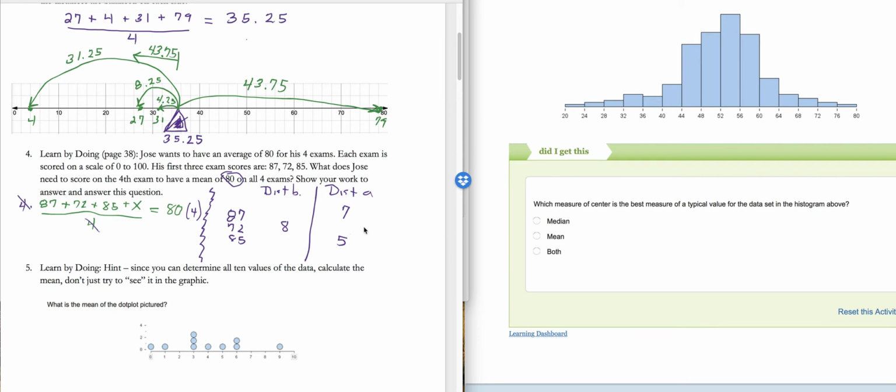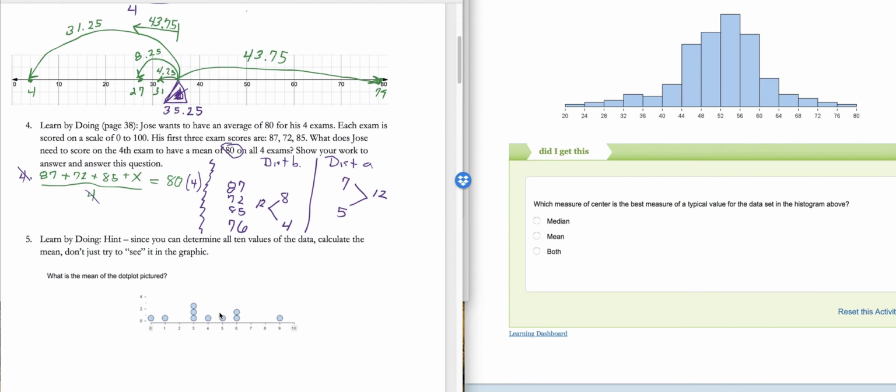So with these 3 exam scores, we've got a total of 12 distance units above, and we need to balance that with the distance units below. So we're going to need a piece of data that is 4 distance units below the mean, so that we have a total of 12 on this side as well. What exam score would be 4 distance units below 80? Well, that would be 76. So that is the exam score we would need for that average of 80.